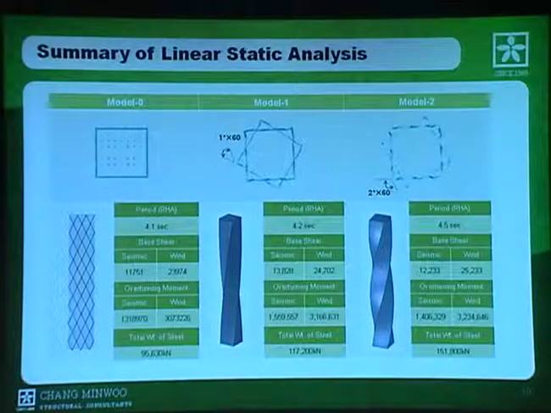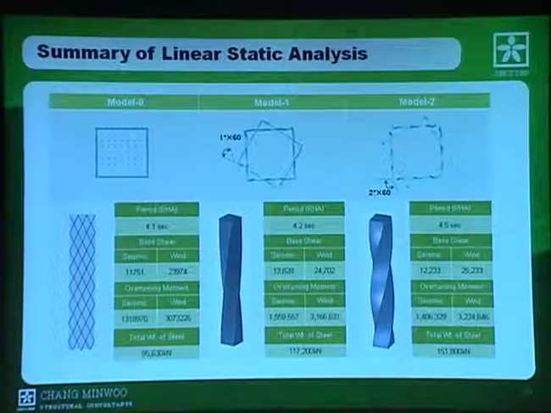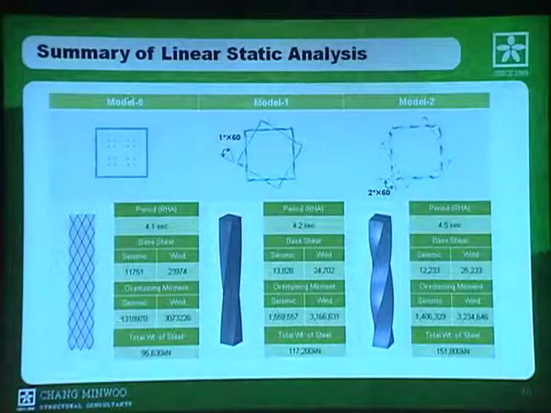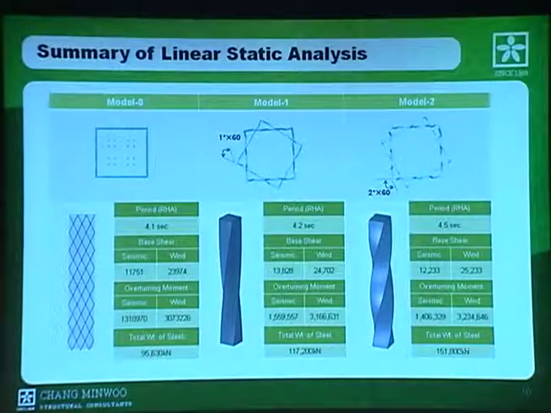This table shows a summary of linear static analysis using equivalent lateral load. As the twisting angle becomes larger, the natural period and wind forces increase. Thus, because the deflection and force are larger, we have to increase the size of the members. So the total weight of steel for model 0 is 95, but the 2-degree twist model is 151,000 kilonewtons for the weight.